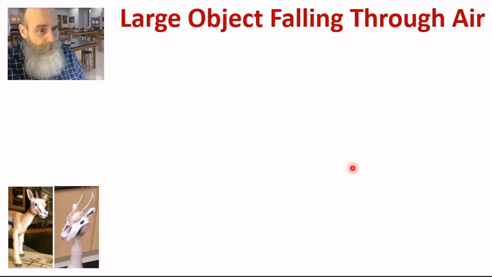This is now a very exciting part of the presentation. That is why we have the curtains. We are going to look at a large object falling through air, a case of inertial drag. To continue, click on the next video in this series, Inertial Drag.